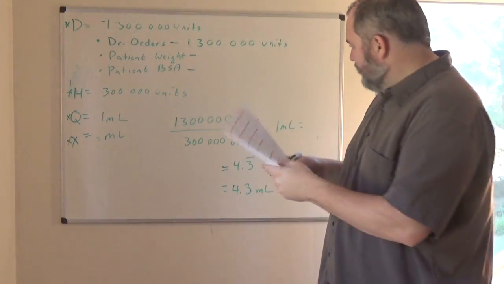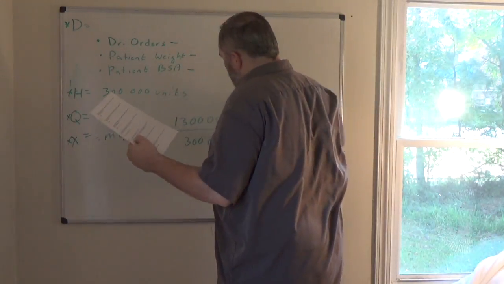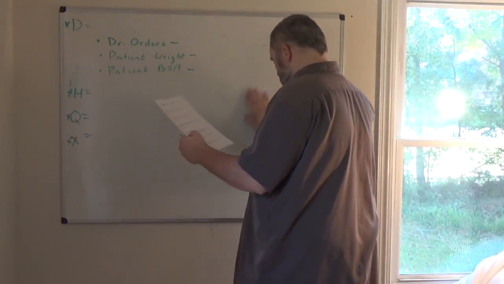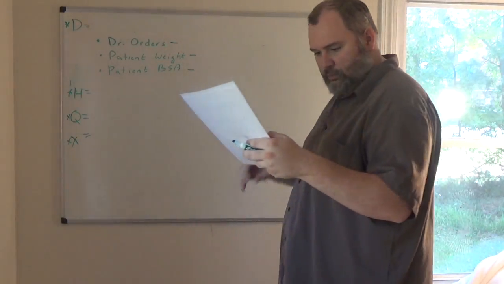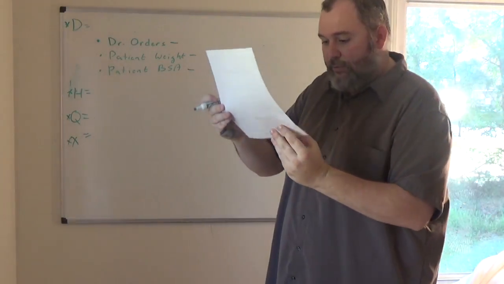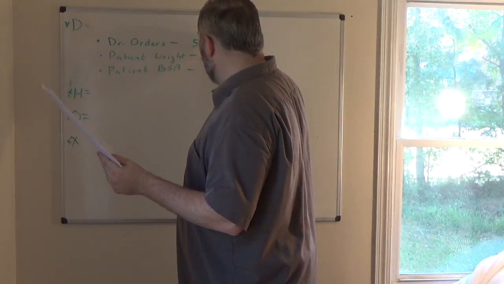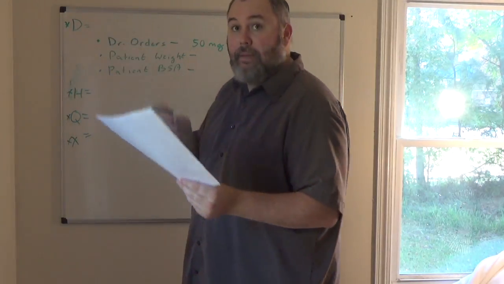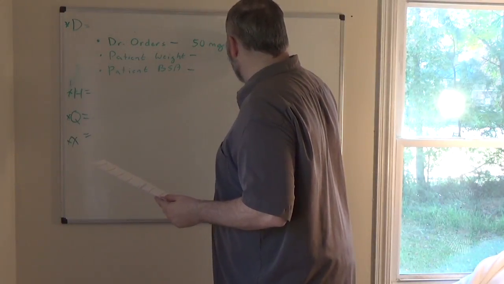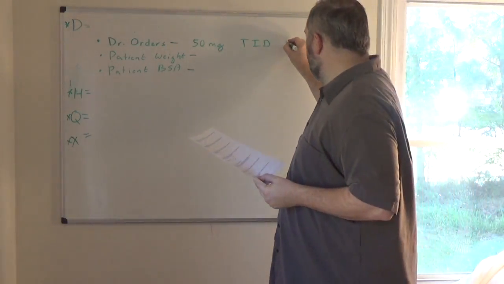Alright, number 7. Try it on your own. The prescriber ordered 50 milligrams by mouth, that's what PO means, 3 times a day, TID is 3 times a day, for 3 days.